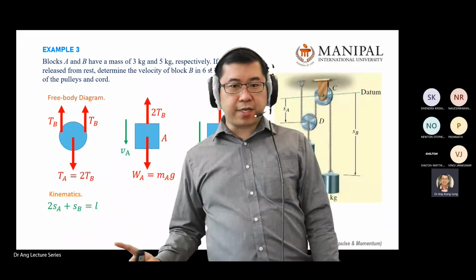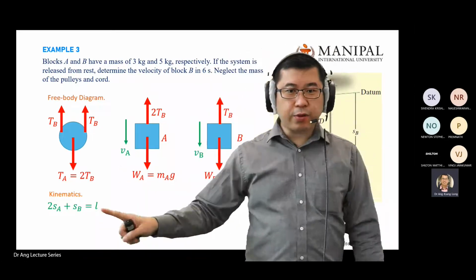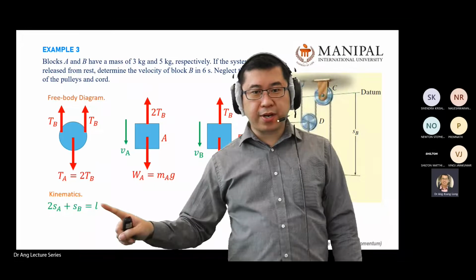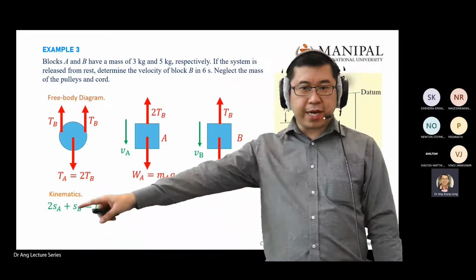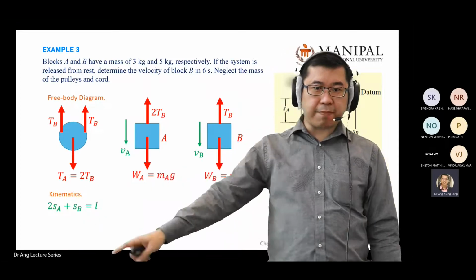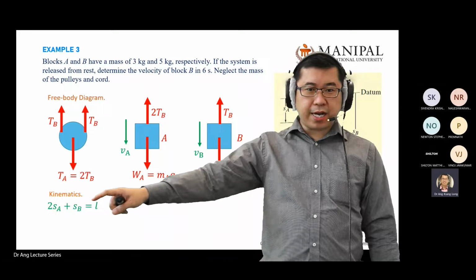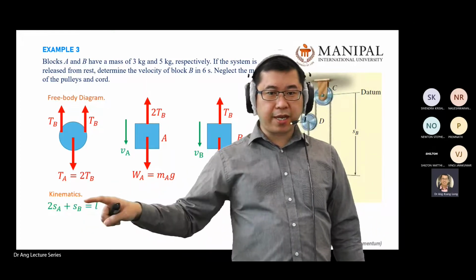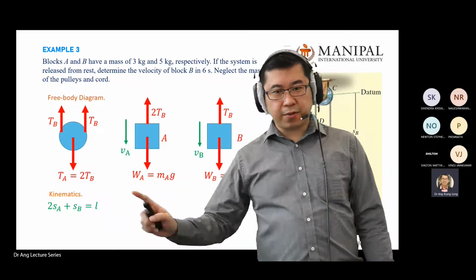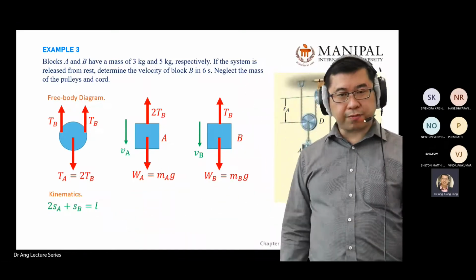You need to process this further to find velocity and acceleration. How do you find velocity? You differentiate this with respect to time and get the ratio between A and B. Because the length doesn't change over time, this becomes 0. This becomes the velocity of A, and this becomes the velocity of B. We already covered this in the pulley system in chapter 2 or chapter 3.